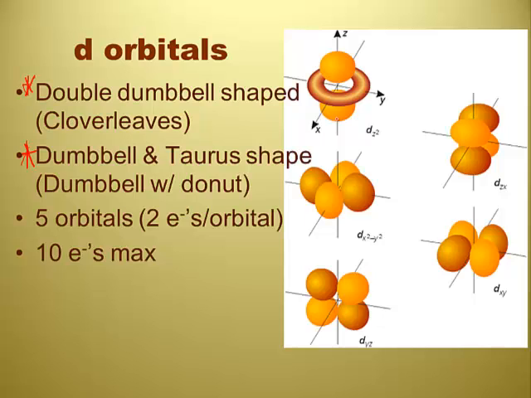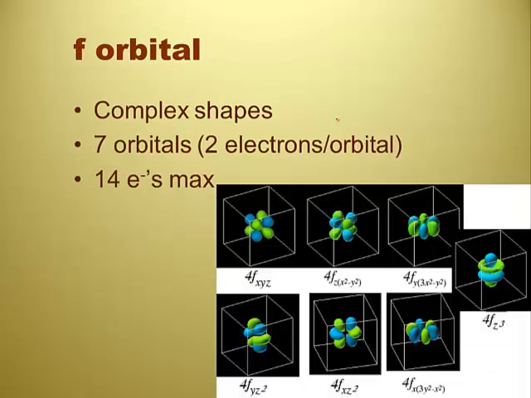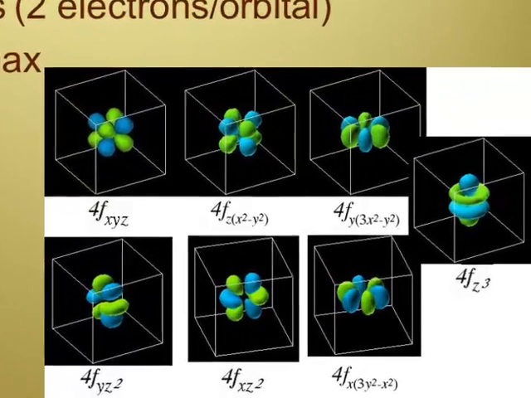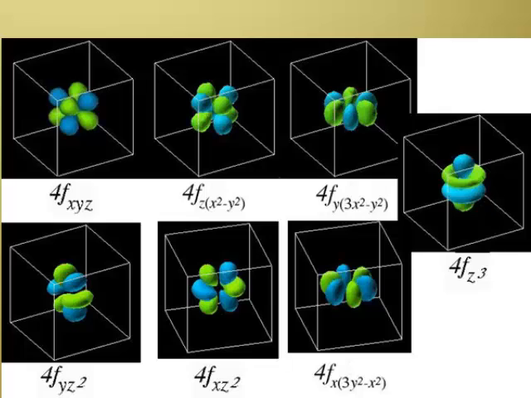So if there's another type of orbital, how many could there be? Well, what did we say? 1, 3, 5. I'm going with 7. All right, let's check it out. f, 7 orbitals. Oh, those are ugly. Complex shapes. So in other words, don't memorize what the type of shape is. They're too complex.